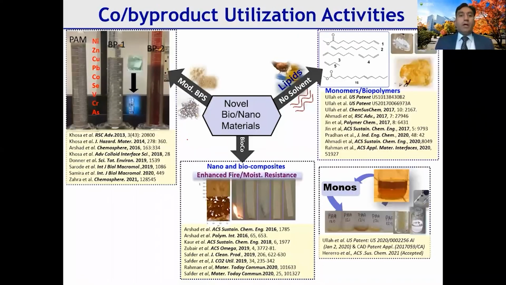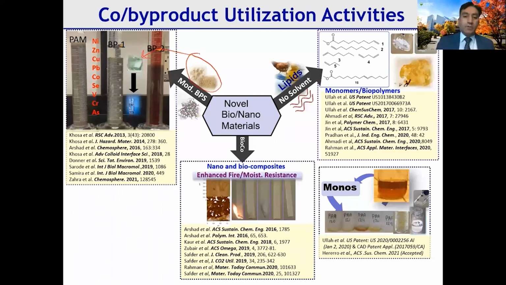So I'll give you some examples of activities in my lab. We are using some proteins and lipids from poultry byproducts. One example is using poultry feathers. So we make sorbents from poultry feathers and use them for the treatment of different contaminated waters, whether those are for oil sand industry or other industries.